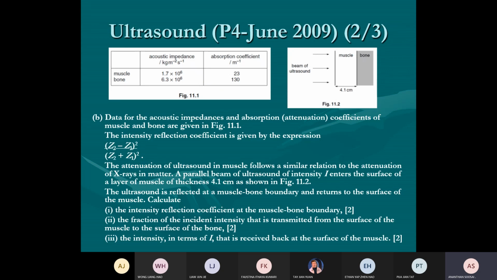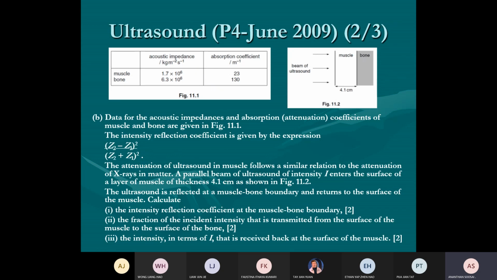Okay. A parallel beam of ultrasound of intensity I enters the surface of the muscle, which has a thickness of 4.1 centimeters. The ultrasound is reflected at the muscle-bone boundary and returns to the surface of the muscle. See, the ultrasound reflected from the bone goes up to the surface of the muscle. Calculate the intensity reflection coefficient of the muscle-bone boundary. There are two parts.